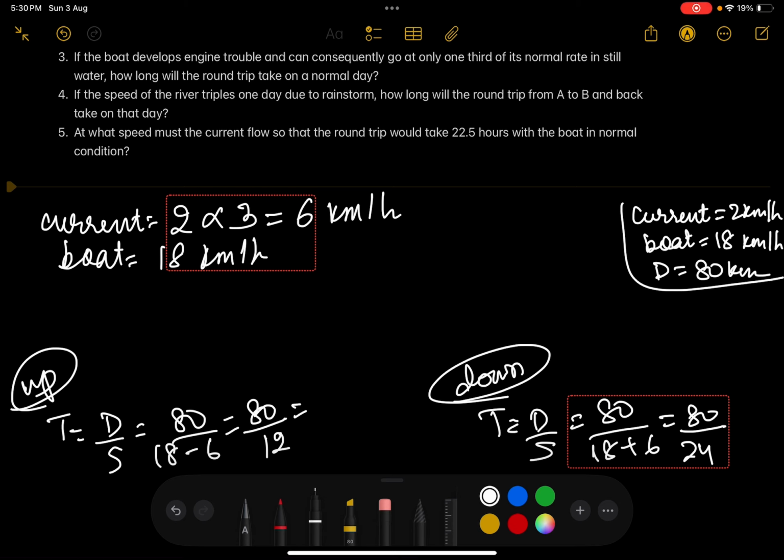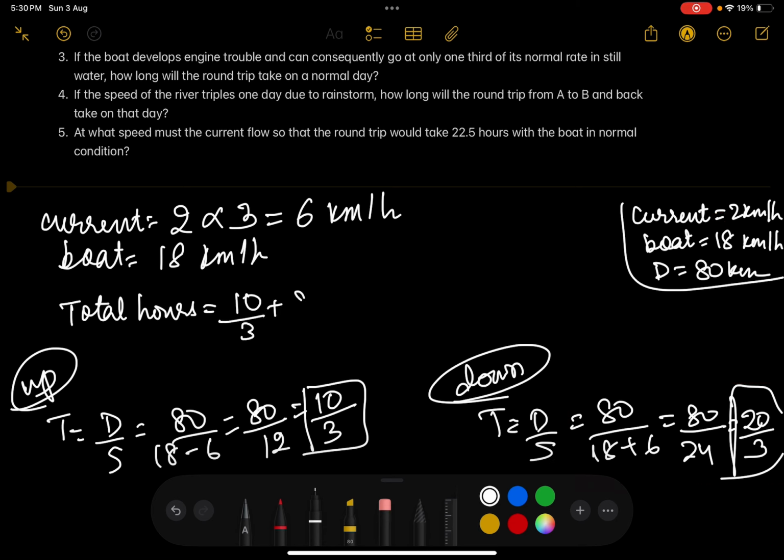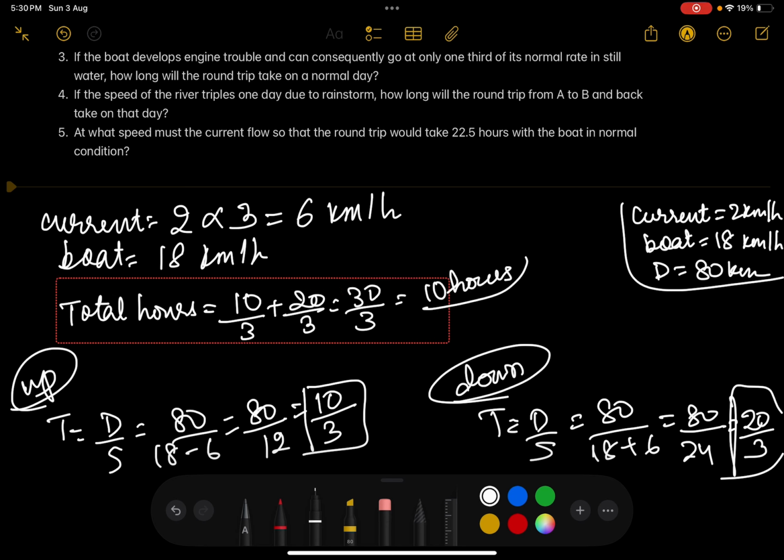Just to make it simpler for us, 10 by 3, 20 by 3. We have just simplified it. We know that it has taken 10 by 3 hours and 20 by 3 hours. So what is the total hours for up and down? It's 10 by 3 plus 20 by 3, which is 30 by 3, which is an overall of 10 hours.